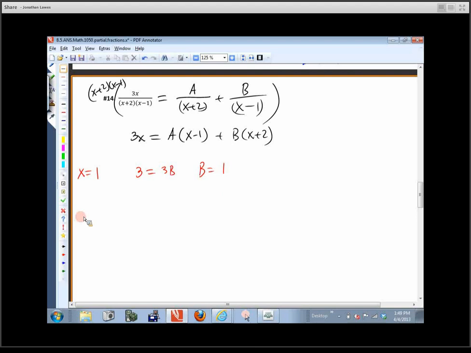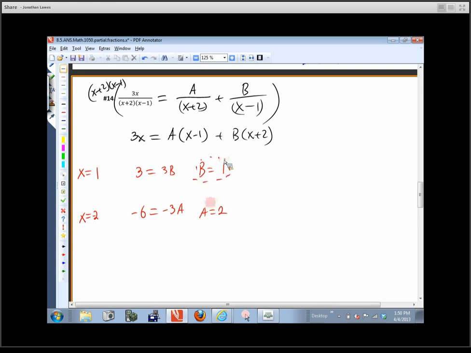What is the other convenient zero? Negative 2. So I plug that in, I get negative 6. I am going to write this because this is going to be negative 3A. Am I going to write this? Not even going to bother. So that means A is equal to 2. So I've got both of these.